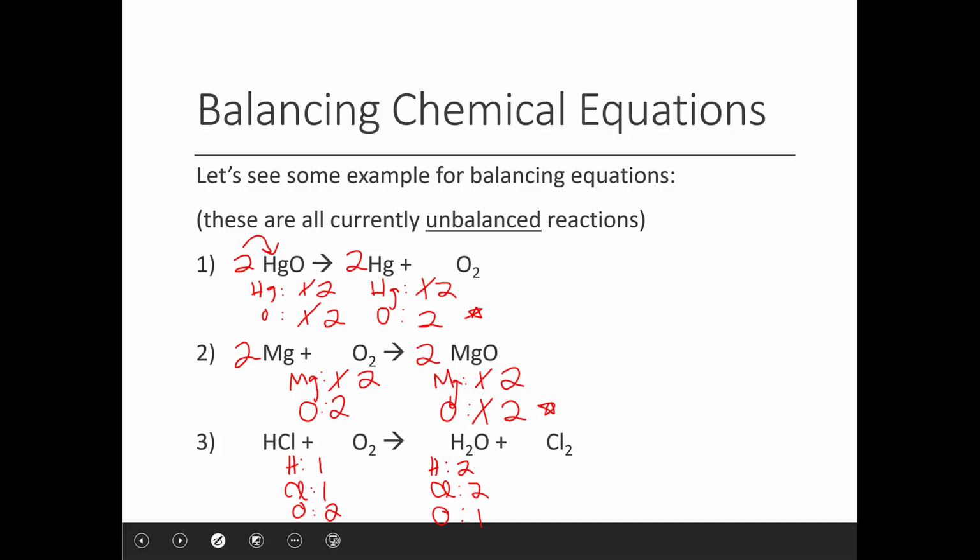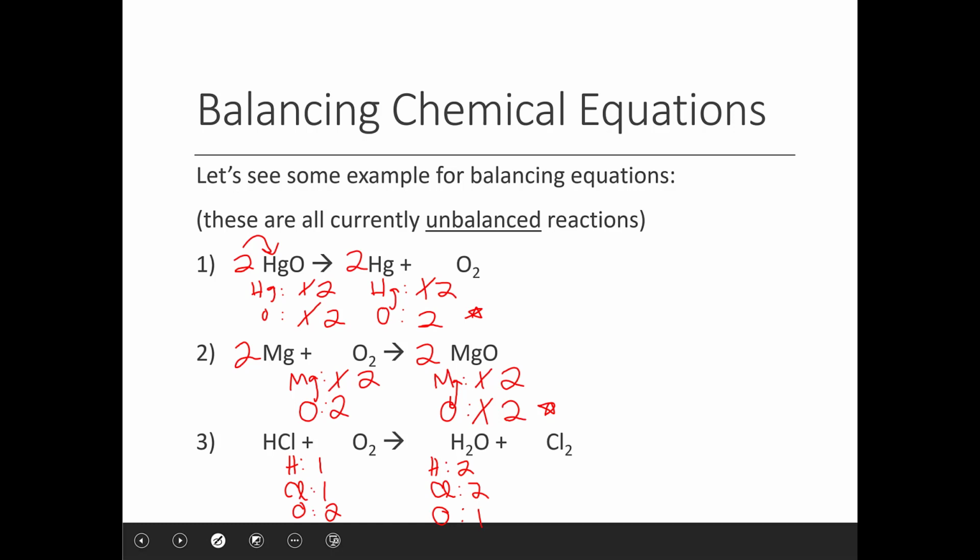So I always recommend to start with oxygens and always try to balance your oxygens first, just because they usually end up in even numbers when you're dealing with O2. So that's kind of how I would attack this problem. But if you want to start at hydrogen and then work your way down, that's fine too.